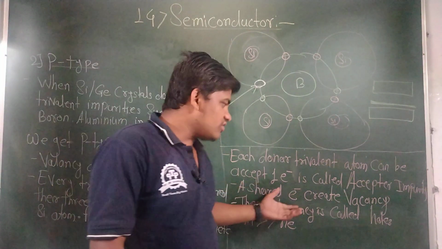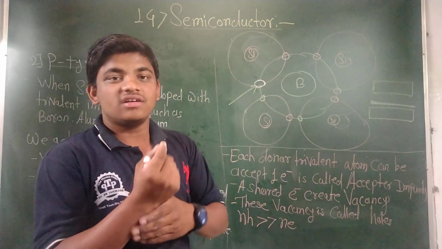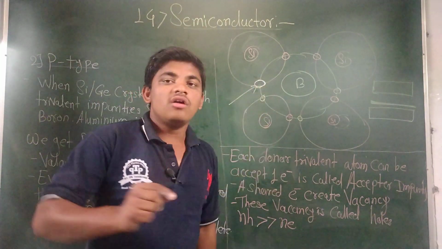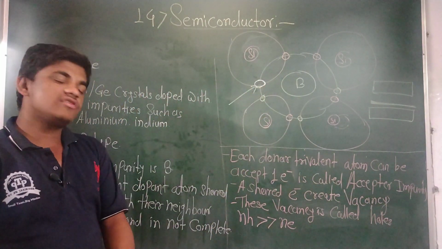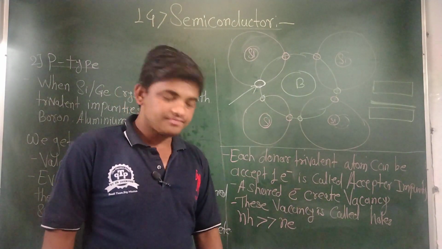In the p type of semiconductor, a shared electron creates a vacancy. In the n type, the available electrons take part in conduction and they become positively charged after donation, and this is called the n type of semiconductor. And here, this is the p type of semiconductor.